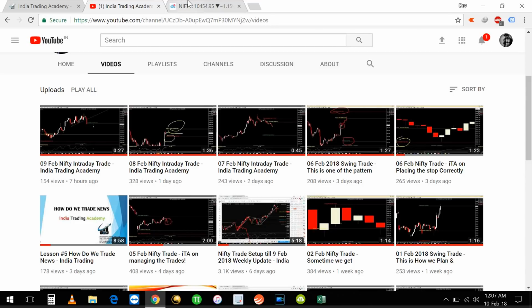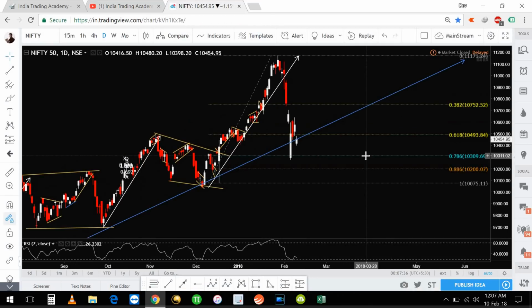Let's move to the Nifty weekly analysis. So the weekly analysis for this week is a little bit critical. Now why am I saying it? You need to understand that.